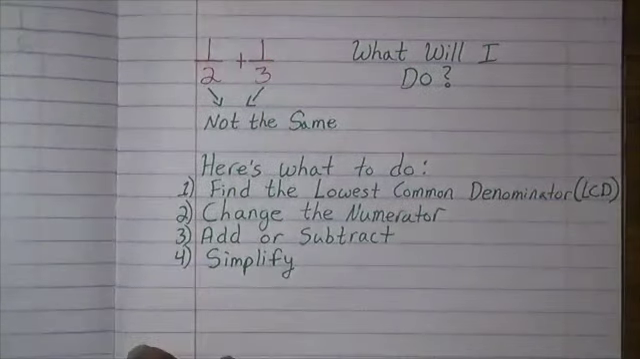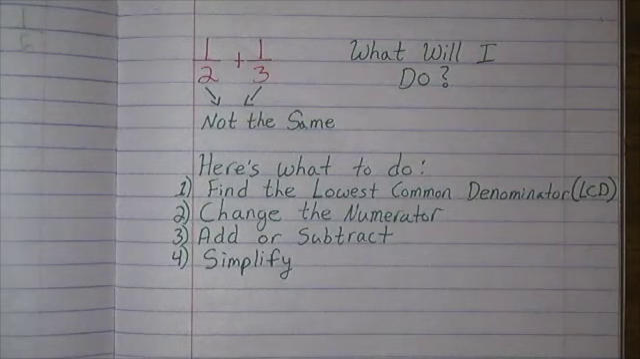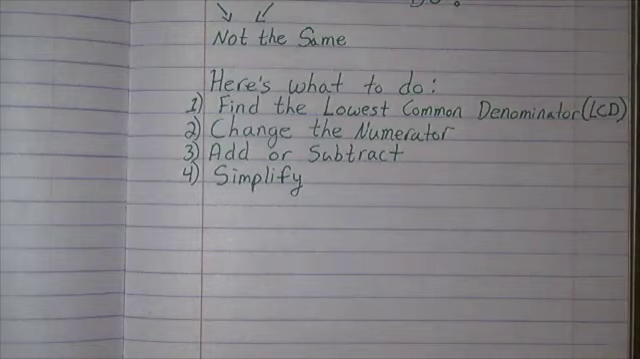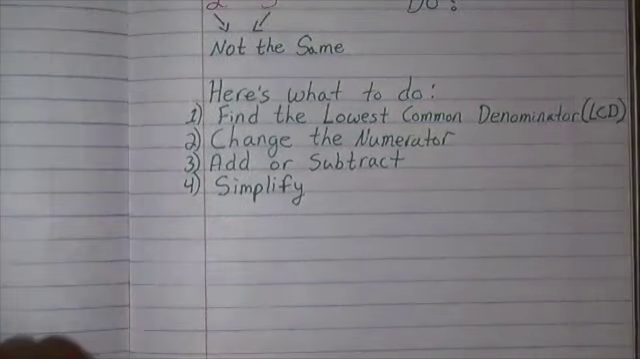First, we need to find the lowest common denominator. Then we're going to change the numerator. Then, respectively, we're going to add or subtract, and lastly, simplify. In the last video, I talked about simplifying, so you can find that in your playlist. So here it is. I'm going to use that 1/2 and that 1/3 again for my problem.